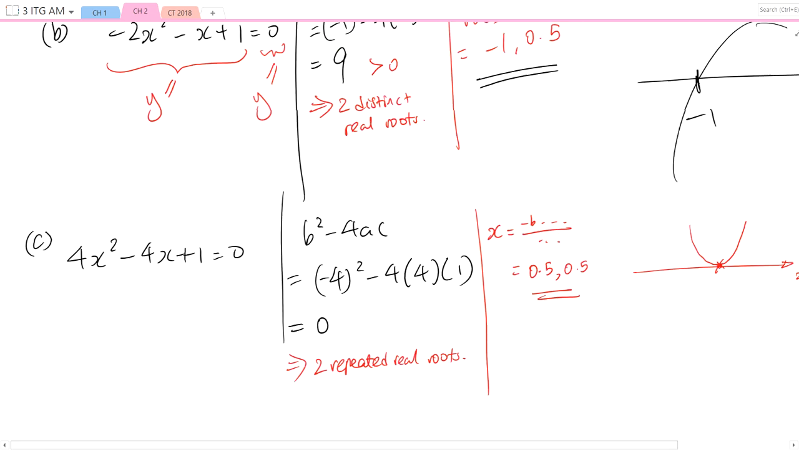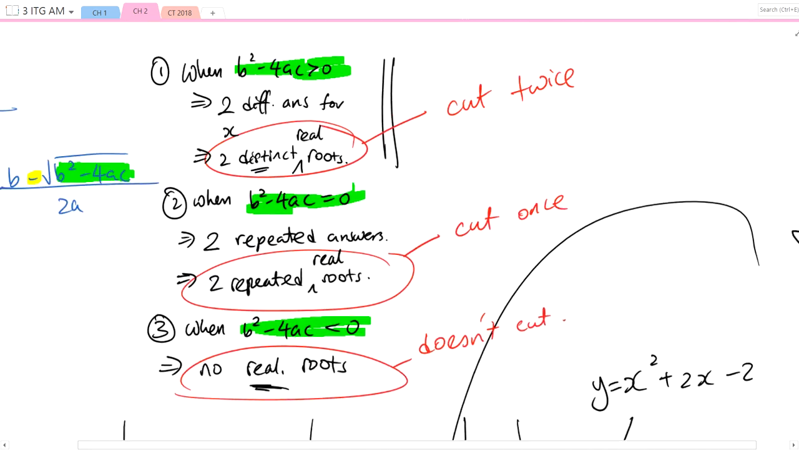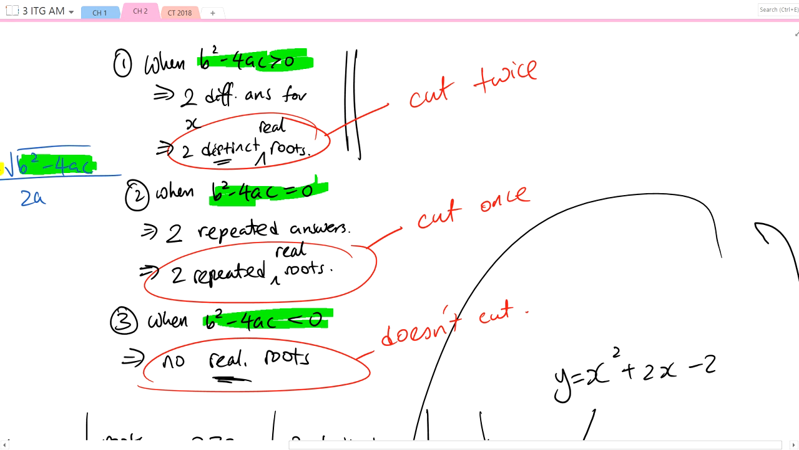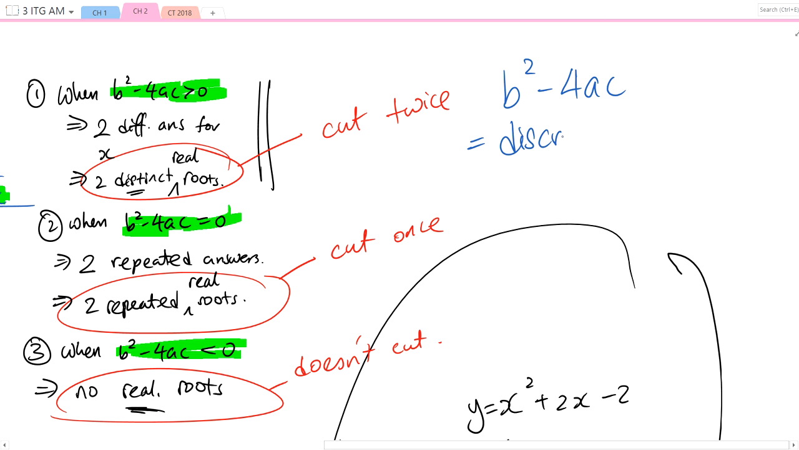But have you learned what is the most important point of today's topic? The most important portion of today's lesson is this part in green. Whether it is greater than 0, equal to 0 or less than 0. Okay? We don't like to just keep calling it the green part. There is a name for this. It is called the discriminant. Okay? This b squared minus 4ac has a name. B squared minus 4ac equals discriminant.